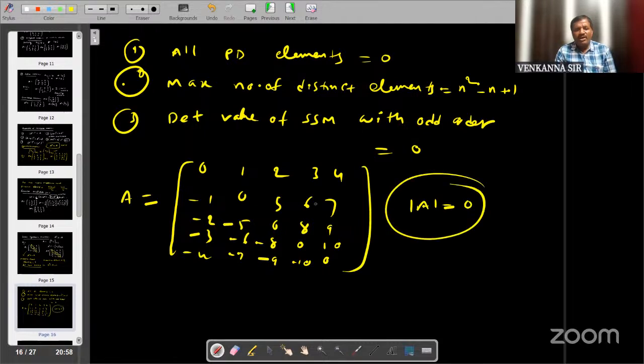This is a very important point. The determinant value of a skew symmetric matrix with odd order. What is the order of this one? Fifth order, 5 by 5. The determinant value of a skew symmetric matrix with odd order is always 0. That's a very important point.